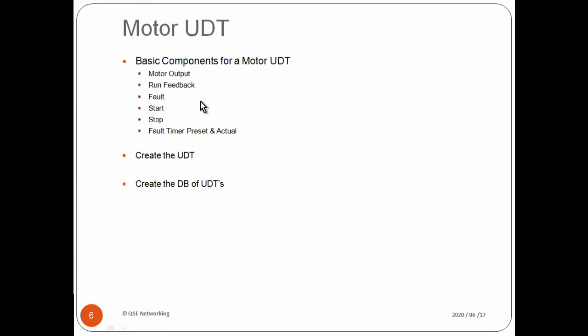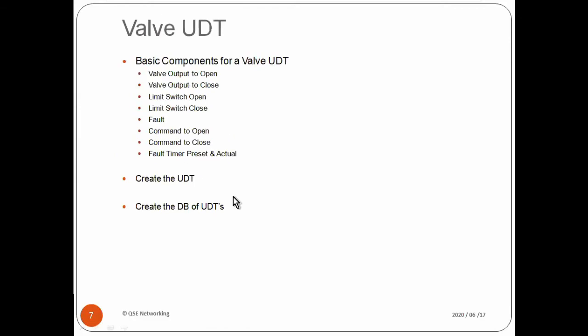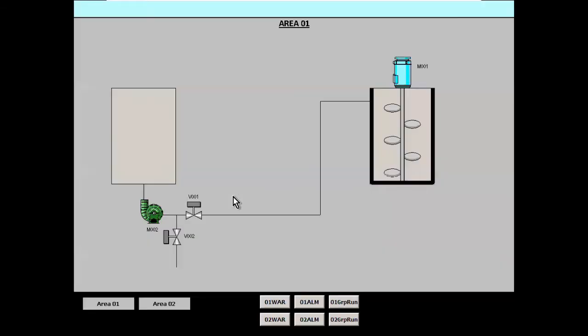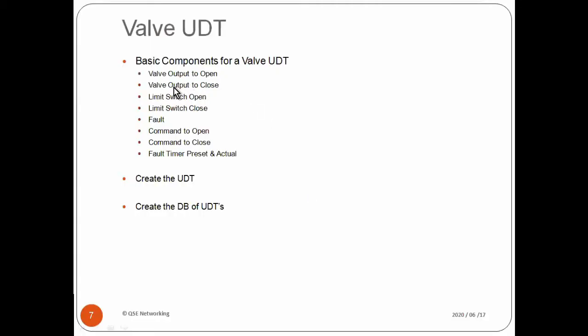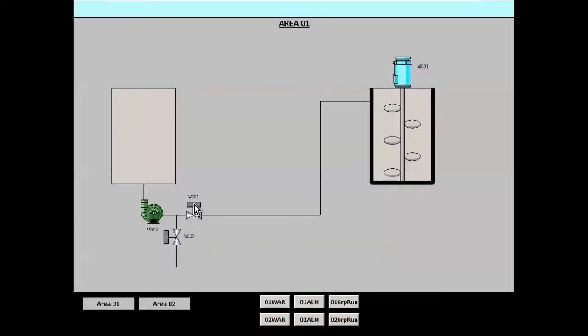If I go back here, we've created the UDT and we've created a DB for it. Okay, so the next one, for those two valves, we also create a UDT. Now this one's a little bit more complicated. We're going to assume that these valves have got limit switches on them, so it's going to have an output to open it, and when it gets to the limit, it will switch the output off, or maybe keep it on. And I'll have an output to close it, and I'll have a limit to say that it's closed.